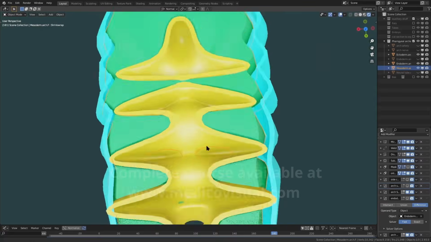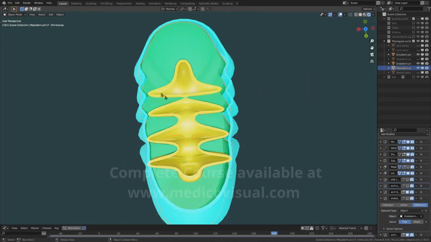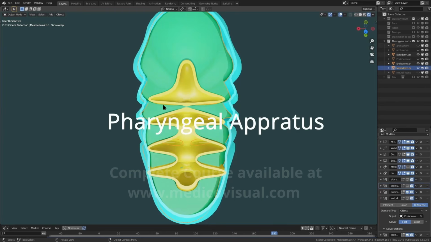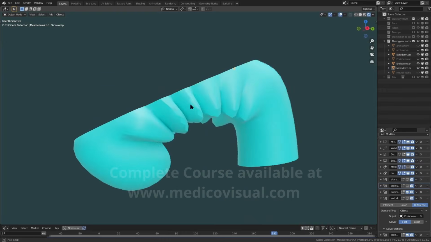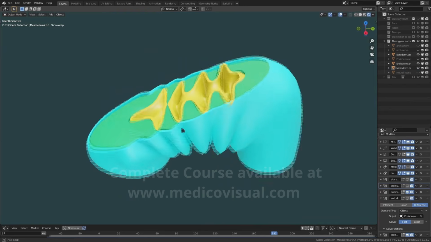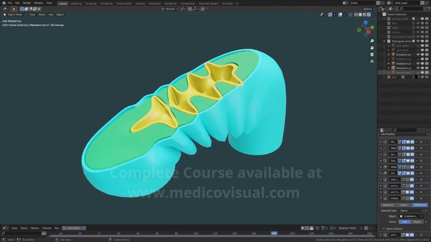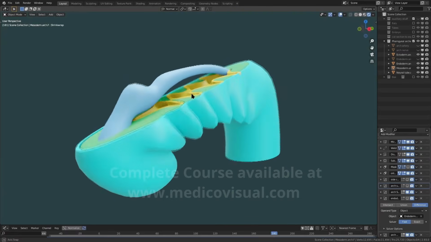So this is basically the structure of pharyngeal arches. Now, all these structures, these pharyngeal pouches, all four pharyngeal pouches, all four pharyngeal clefts, and all the pharyngeal arches, this whole complete complex of structures is actually called the pharyngeal apparatus. I hope after seeing this structure, you will never be confused about the pharyngeal apparatus. And by the way, here is the neural tube.